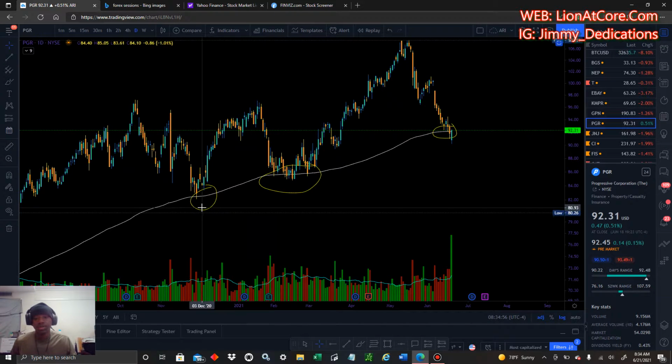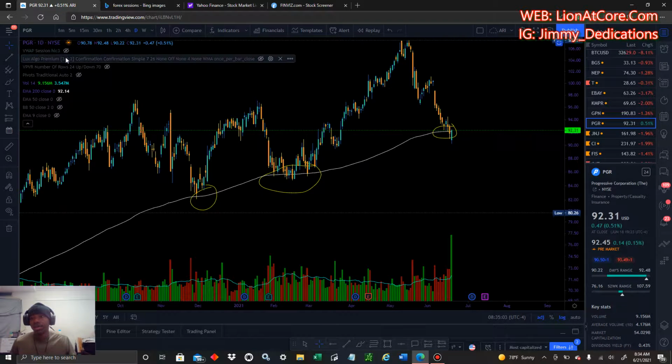So yeah, we added this white line. This white line is the average of the past 200 candles. Let's see what else.